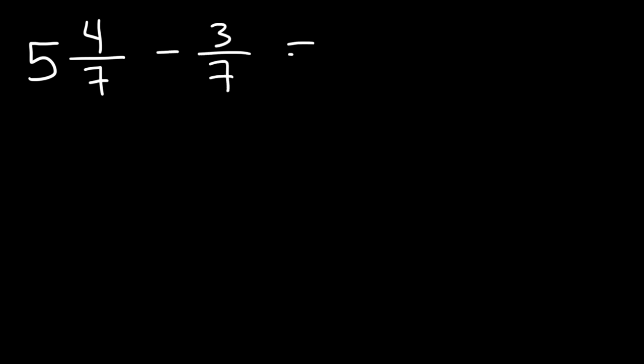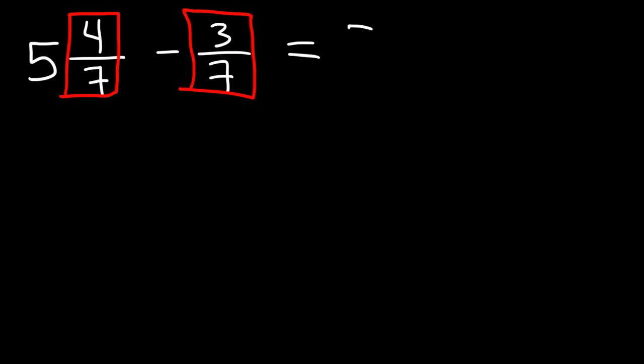In this video, we're going to talk about how to subtract mixed numbers and fractions. So let's start with a simple example. What is 5 and 4/7 minus 3/7? What's the answer? So all we need to do, because we have common denominators, is subtract these two fractions. So 4/7 minus 3/7 is 1/7. So the final answer is going to be 5 and 1/7.